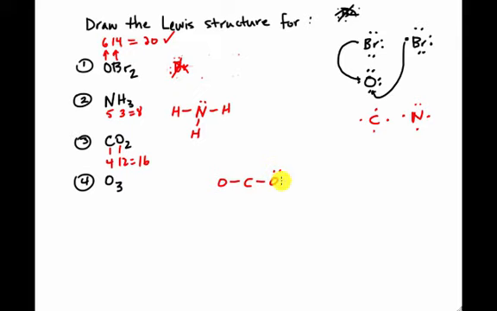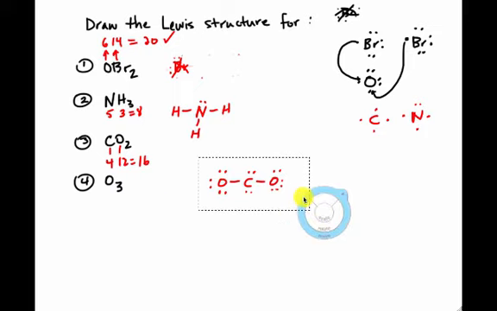So 2, 4, 6, 8, 10, 12, 14, well, I'm getting off track here, but let's go ahead and see how many I have so far. 2, 4, 6, 8, 10, 12, 14, 16, 18, 20. I've used way too many electrons. Okay, so that can't be the structure for carbon dioxide. Right, so that's not going to work. So I got to get rid of that.